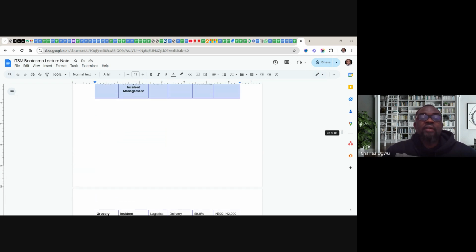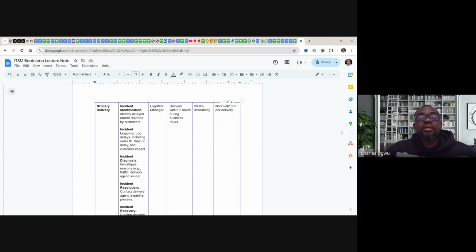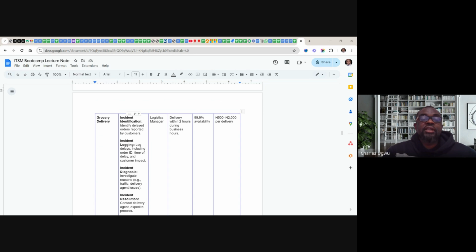So here we have grocery. Within the grocery, we identify most of the incidents. Grocery delivery is the ability to deliver grocery products to the customers within the stipulated service level agreement. So the first thing is to identify the service and the incidents within that service.